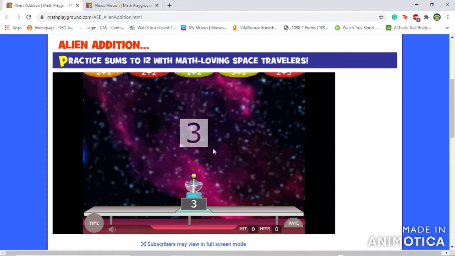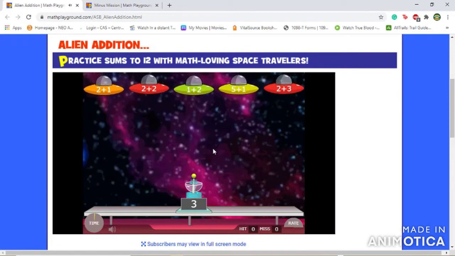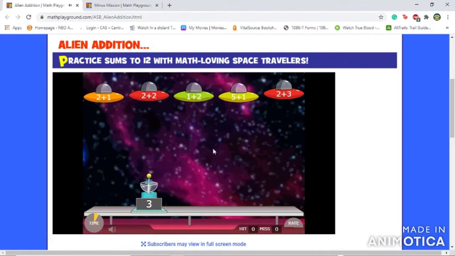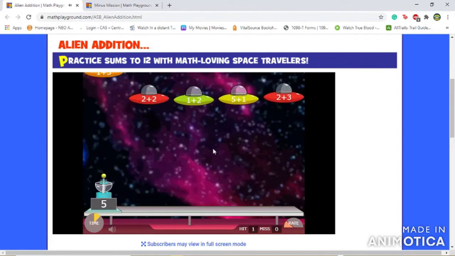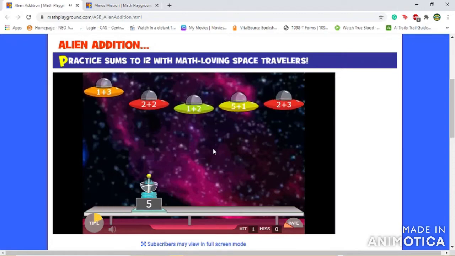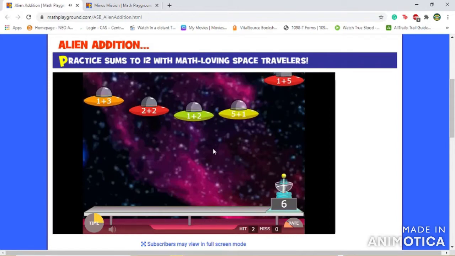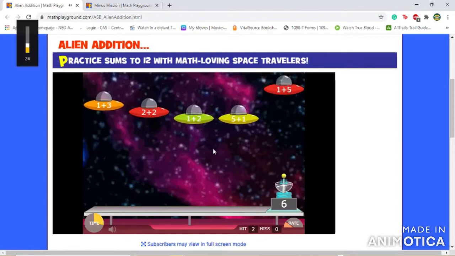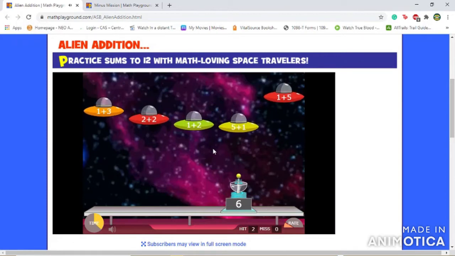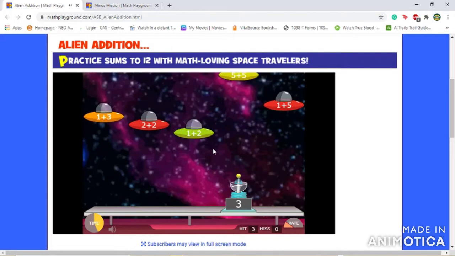So we're going to click play. What we're going to do is find the question that represents the answer that we have for 3. So 2 plus 1 equals 3. We're going to fire that and go forward. Now that we have 5, we're going to go 2 plus 3 equals 5. So you're going to keep doing this, as you're going to have a different answer, and you're going to have to figure out which spaceship above you represents the correct equation for that answer.